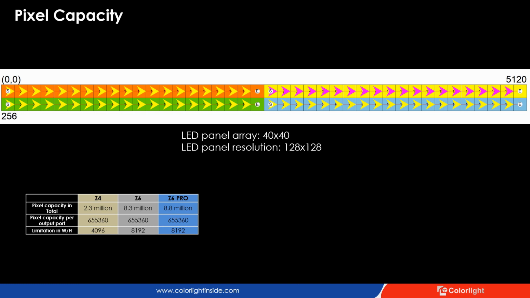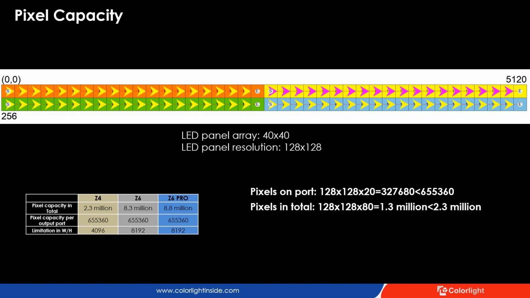Let's check 3 primary limitations of the Z4. The first, pixel load on each port is about 330,000 pixels, so we are okay with this one. The next one, pixel load of the whole processor is about 1.3 million pixels. It's also under the Z4's limitation. And the third one, pixels in the height of the wall is 256. Okay, no problem. The last one, pixels in the width is 5120. Obviously, it's over the Z4's width pixel limitation of 4096.